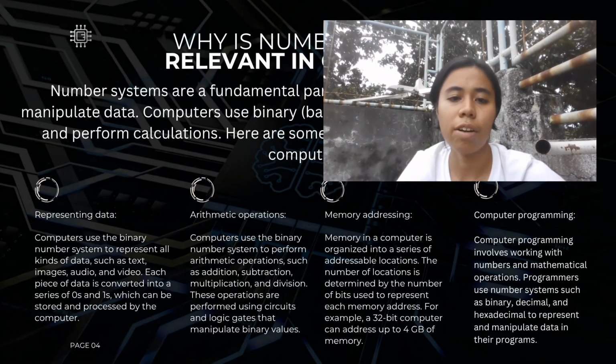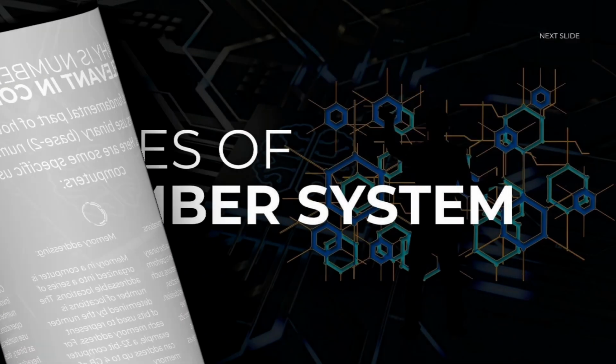Fourth, arithmetic operations. Computers use 0s and 1s to do math tasks like adding or subtracting. These calculations are done through circuits and logic gates that handle binary numbers automatically.